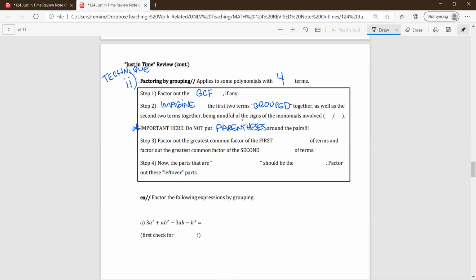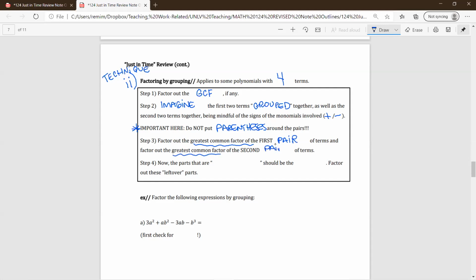And then always be mindful of the signs of the monomials involved, meaning pay attention to whether they are plus, whether they're positive, or whether they are negative. And you should just always be doing that no matter what type of math you're doing. Pay close attention to whether terms are positive or whether they're negative. Step 3, factor out the greatest common factor of the first pair of terms and factor out the greatest common factor of the second pair of terms.